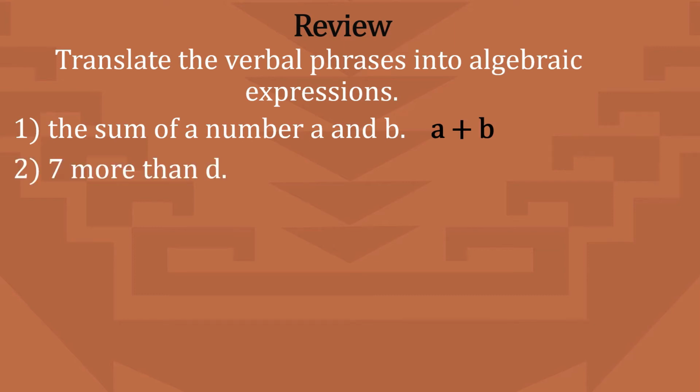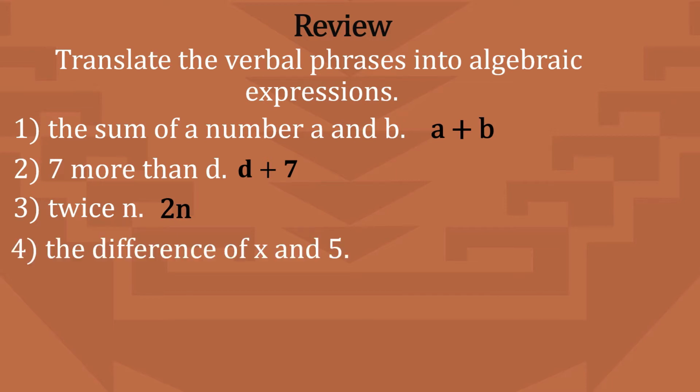Number 2. 7 more than D. The correct answer, D plus 7. Number 3, twice N. The correct answer, 2N. Number 4, the difference of X and 5. The correct answer, X minus 5.